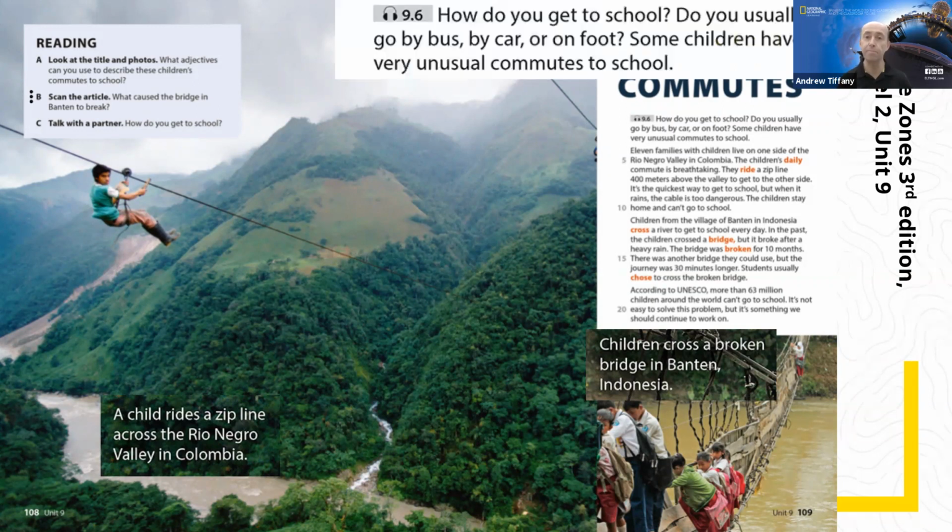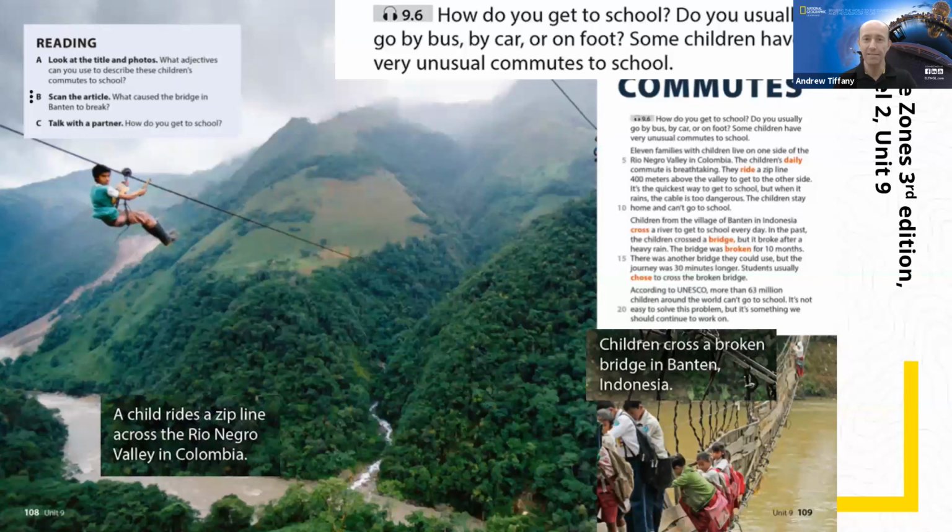So here's the first paragraph. And if I said, as we read that paragraph, what can we predict that the rest of this reading is going to be about? What's your prediction? In the chat box, give me a prediction. What are we going to be reading about today? The ways kids go to school.